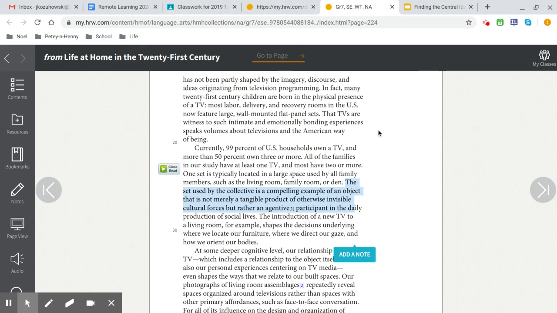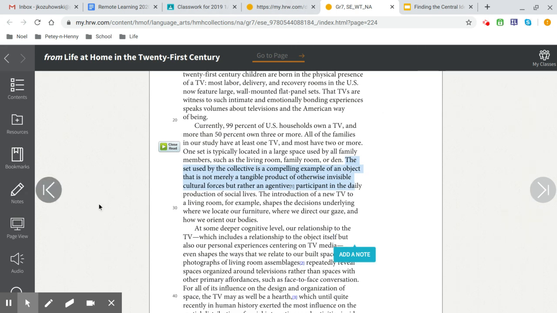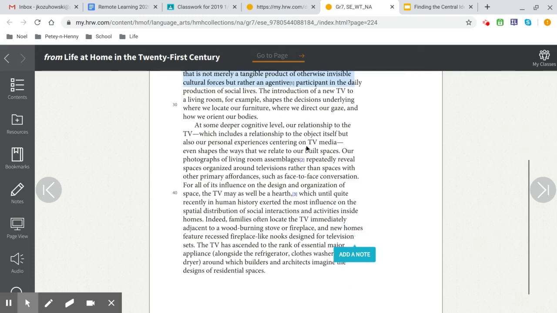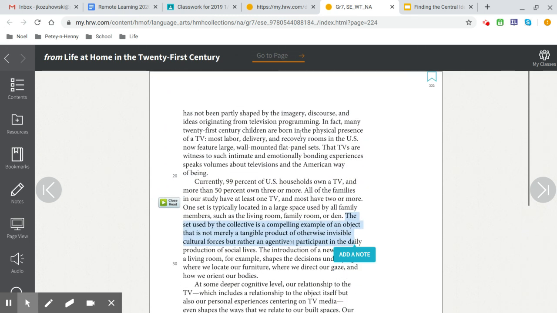So when you have time, you're going to choose one of the headings and try to figure out what the central idea is. Tomorrow, I'll post some things that you can check your answers.